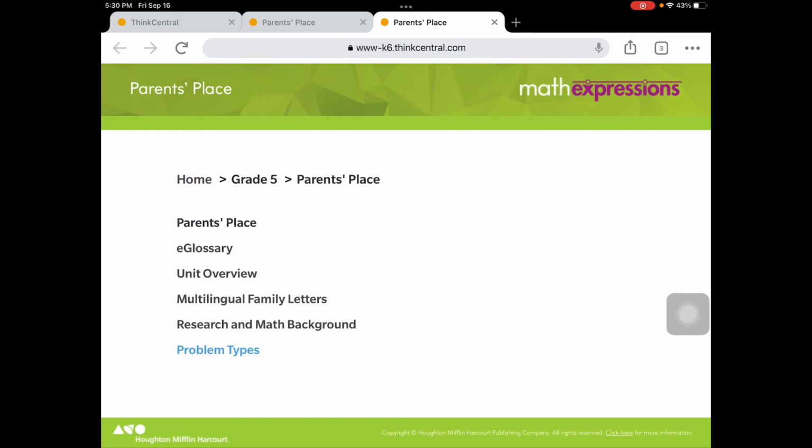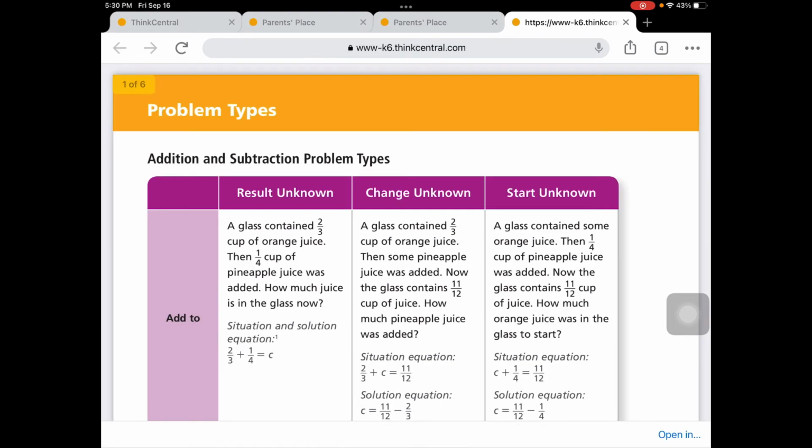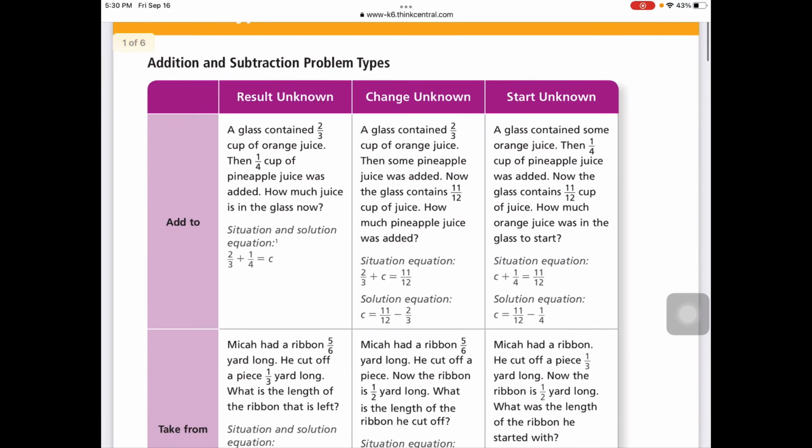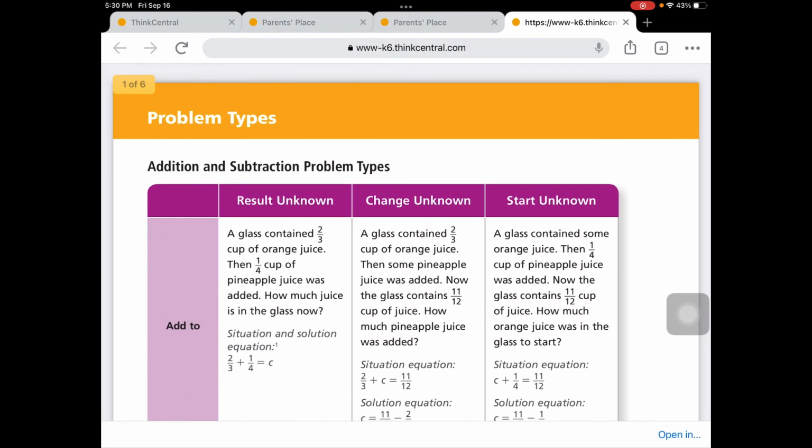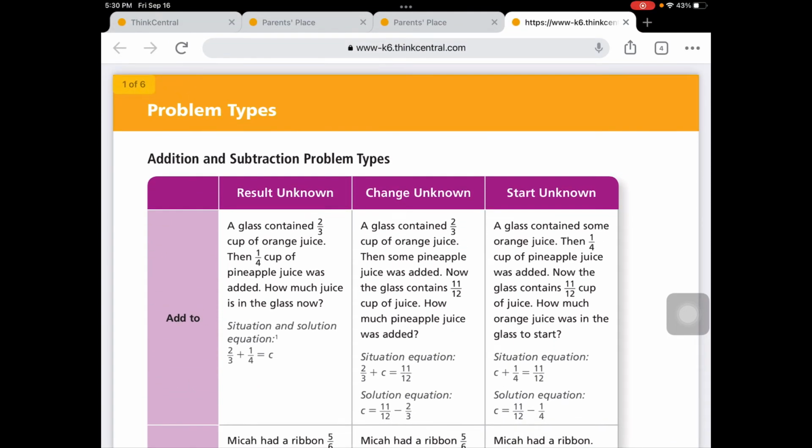Okay, the next section we're going to go into is problem types. I'm going to click on here. As you can see, I am currently in grade 5, and these are the different types of problems that students will encounter as they work through the Math Expressions program. I do feel that this is a valuable conversation to have with your students.